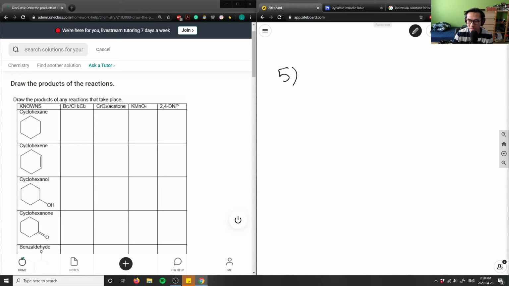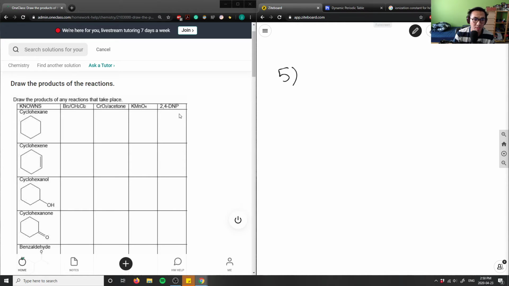I believe it's red or yellow. I think it's yellow. Let me just verify that. Just give me a second. A positive test is signaled, yeah, by a yellow, orange, or red precipitate. So you get a dinitrophenylhydrazone if you have a ketone or an aldehyde group here.